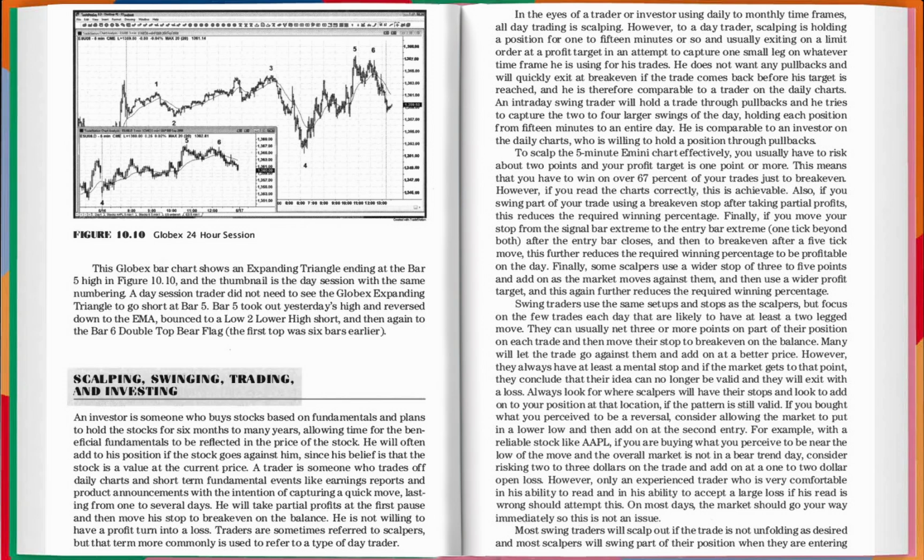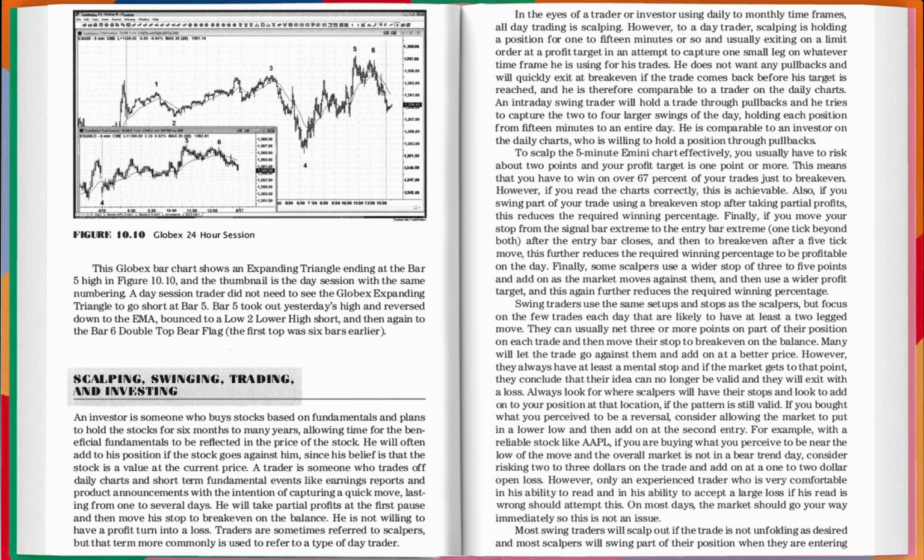Swing traders use the same setups and stops as the scalpers, but focus on the few trades each day that are likely to have at least a two-legged move. They can usually net 3 or more points on part of their position on each trade and then move their stop to break even on the balance. Many will let the trade go against them and add on at a better price. However, they always have at least a mental stop, and if the market gets to that point, they conclude that their idea can no longer be valid and they will exit with a loss.